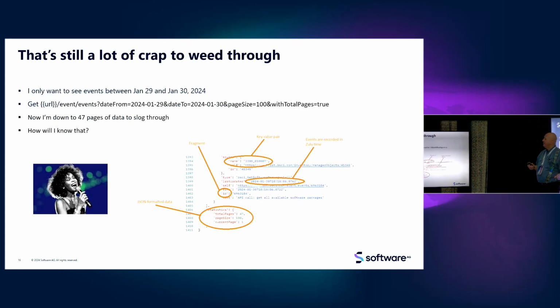And it's still a lot to read through. And I only wanted to see events on January 29th and January 30th of 2024. So anything outside those dates, I want to exclude. I'm not going to look at them anyway. Let's get rid of the junk.